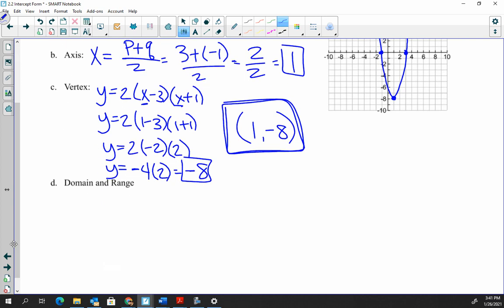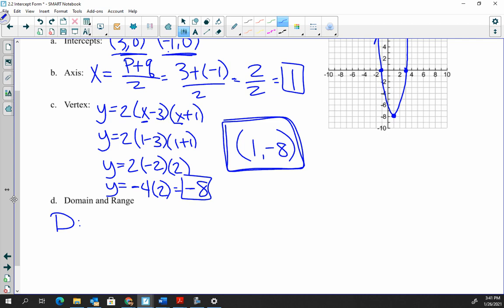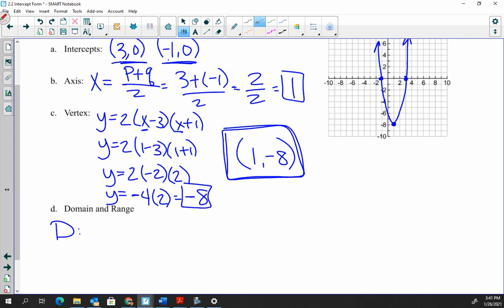We're going to keep coming back to this idea a little bit. Domain, remember, is my x values. That's all the x values where my function exists. So I'm reading right and left, asking myself, does the function ever stop? The answer is no. It goes forever in both directions. So my domain is all the real numbers.